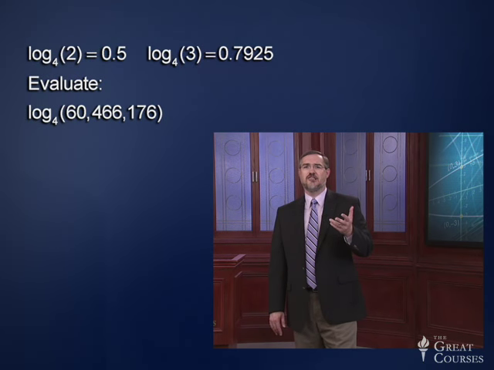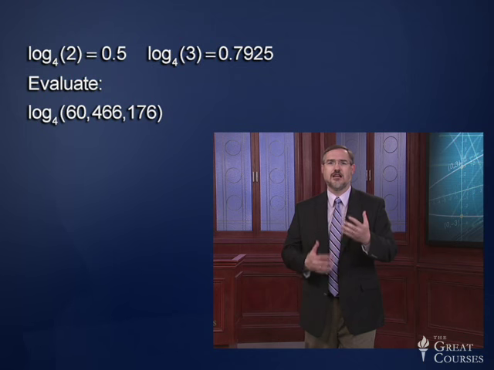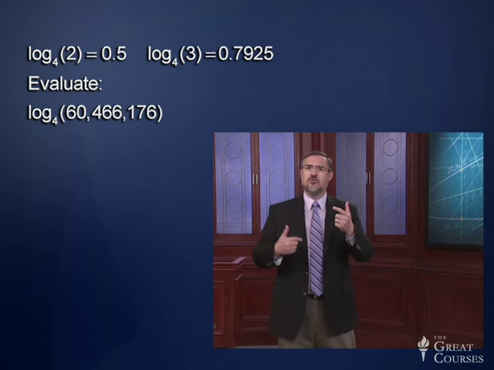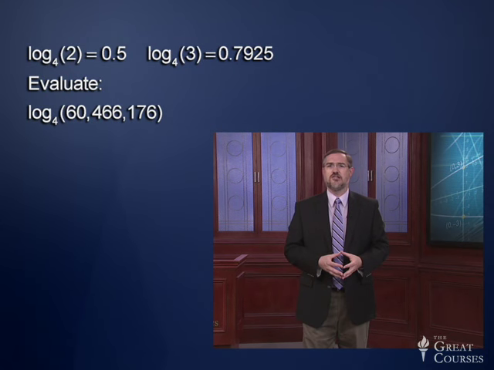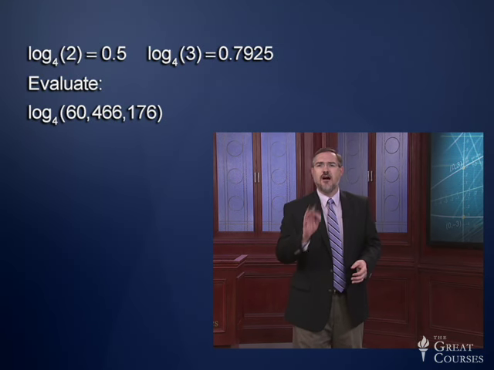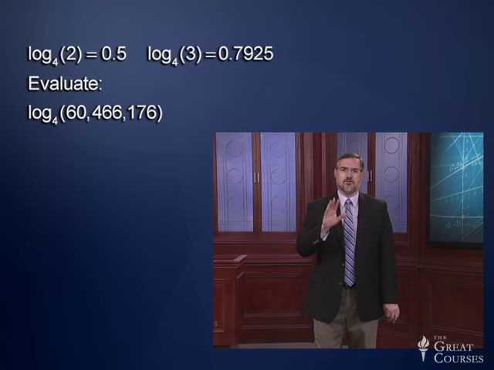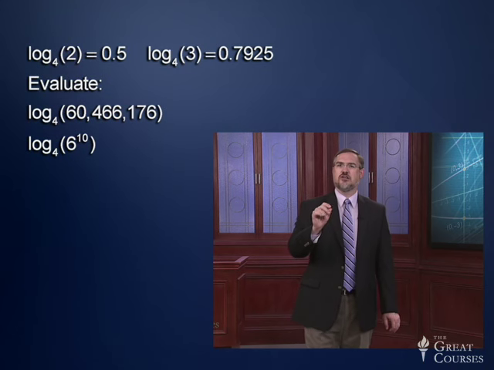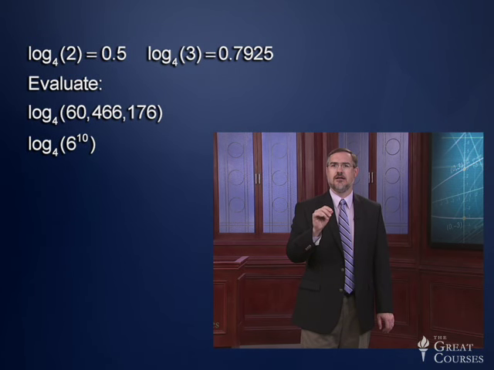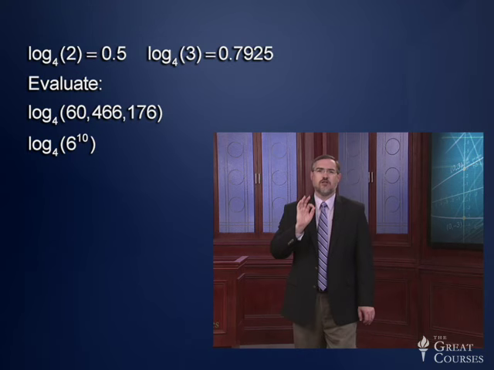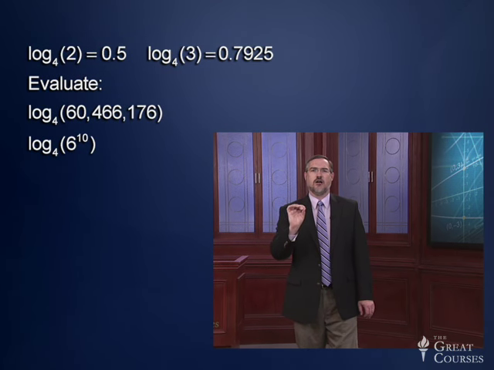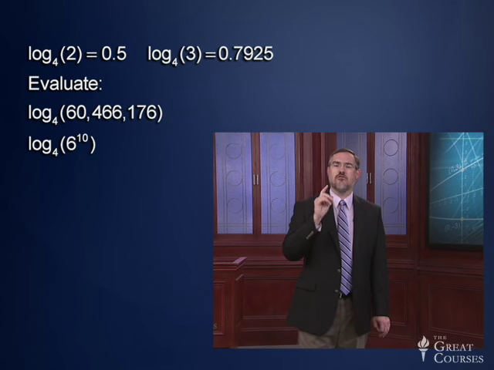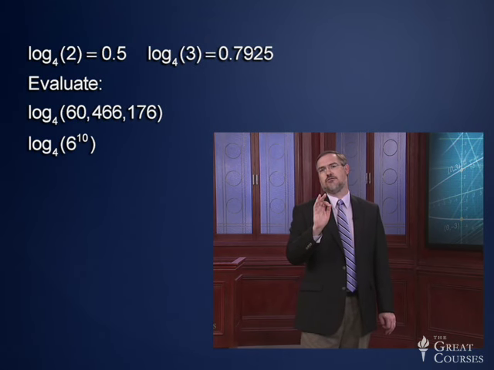Let's start factoring 60,466,176, realizing that a lot of 2's and a lot of 3's are going to come out as I start to factor. As you do that and you keep pulling 2's and 3's out of that number, you'll find after a while that that number, 60 million and so on, is just 6 raised to the 10th power, okay? So what I've really asked you for then is a logarithm of 6 to the 10. But now that reminds me of the third property of logarithms.